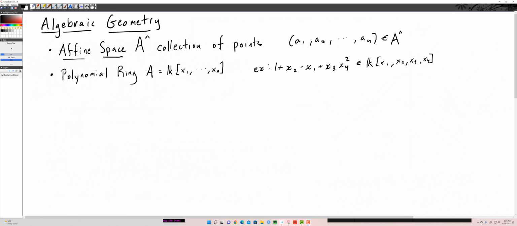The second thing to note is that we're working in the polynomial ring A. I'll call this ring A throughout the rest of these videos, I believe. And an example of a polynomial that would be in one of these rings looks like this. Basically, we say A, and we have n indeterminates. And these are polynomials that use these indeterminates. So here's an example: 1 plus x2 squared minus x1 plus x3, x4 squared. This is an element of this polynomial ring.